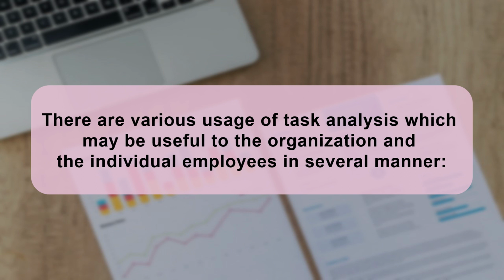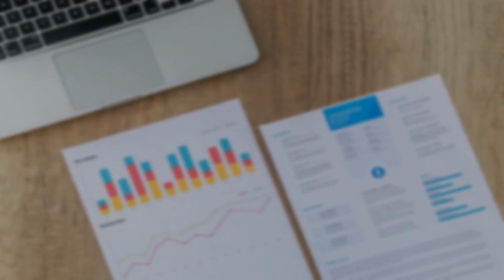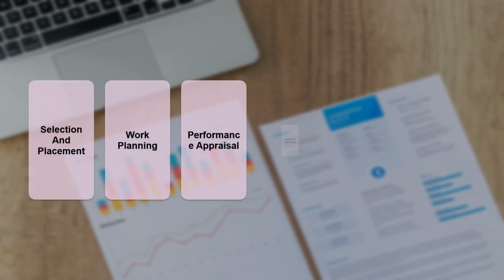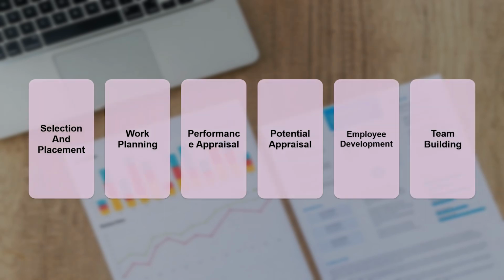There are various usages of task analysis which may be useful to the organization and the individual employees in several manners, such as the first criteria consists of selection and placement. The point number 2 would be planning for the work. Point number 3 is performance appraisal. Point number 4 is potential appraisal. Point number 5 is employee development. And point number 6 is team building. Now we'll discuss each topic in detail.